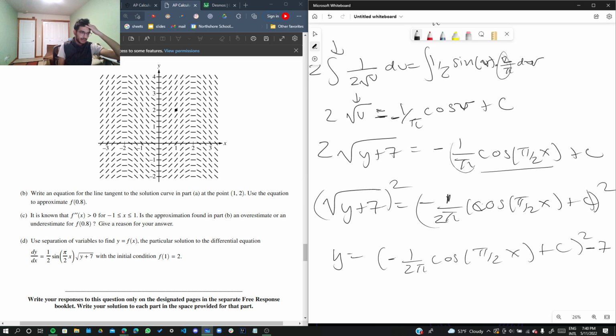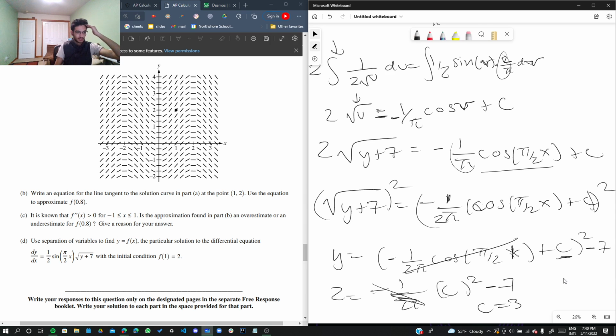minus 7. And then now initial condition, you want to figure out what c is, right? What we need to do is you would need to plug in 1 into here and plug in 2 into there. So 2 is equal to negative 1 over 2 pi cosine. I mean, if I put in 1 here, cosine of pi over 2 is 0. So this term just goes away, right? Then you have this c squared is equal to 7, right? So then c is equal to 3.